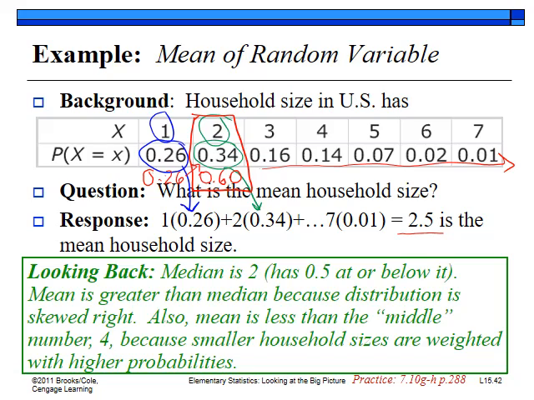It's also worth noting that the median value for x is not the middle value for x. It's not the 4 with 1, 2, 3 on one side, 5, 6, 7 on the other side. We have to take the probabilities into account.